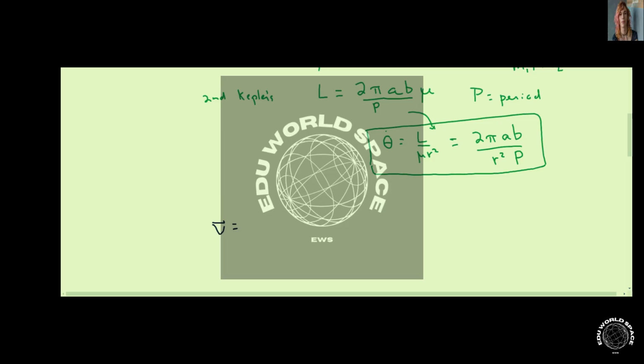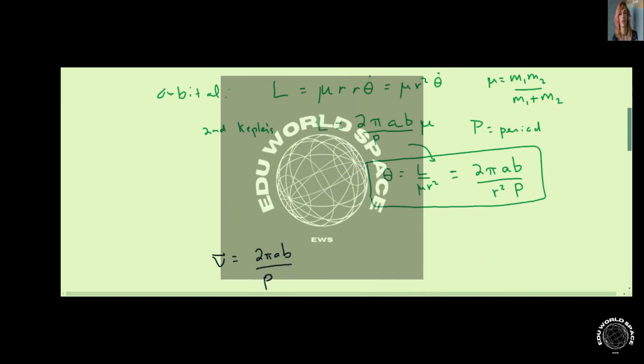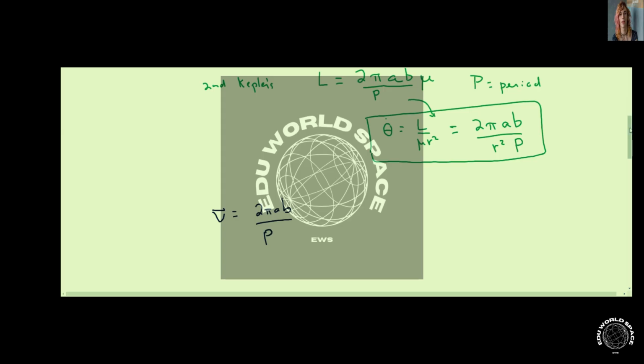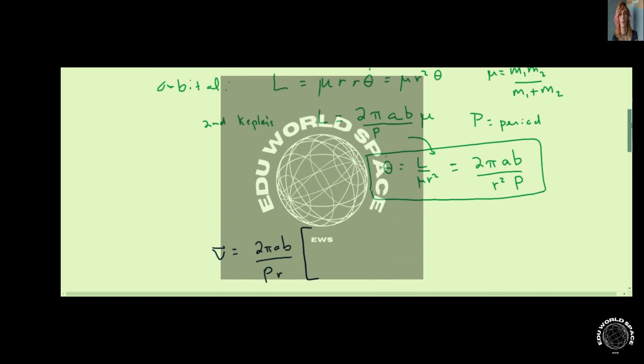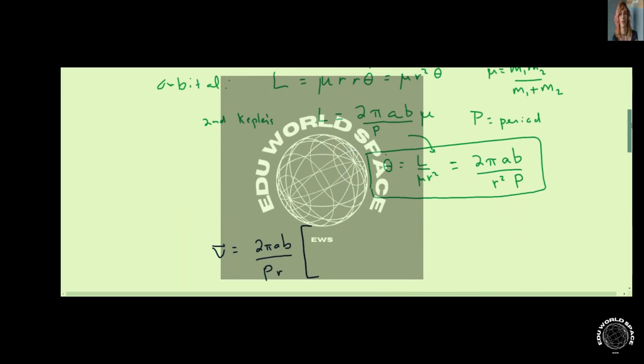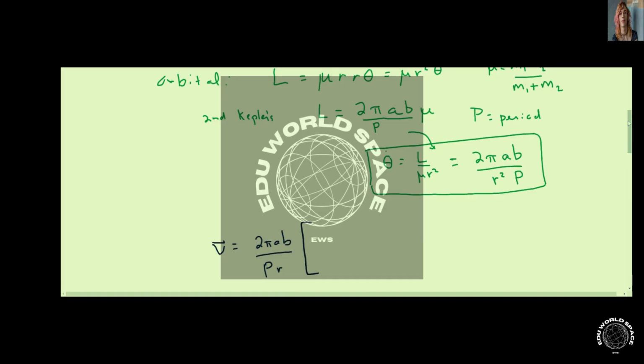v is equal to 2 pi ab over the period. Let me make sure I'm getting this right. And the r cancels. One of the factors of r cancels. So going back up, we had r theta dot. So we need to multiply through by r. And then we have the usual.